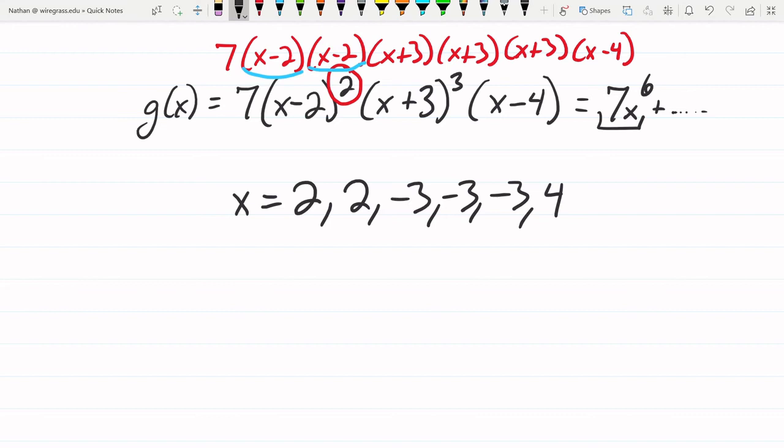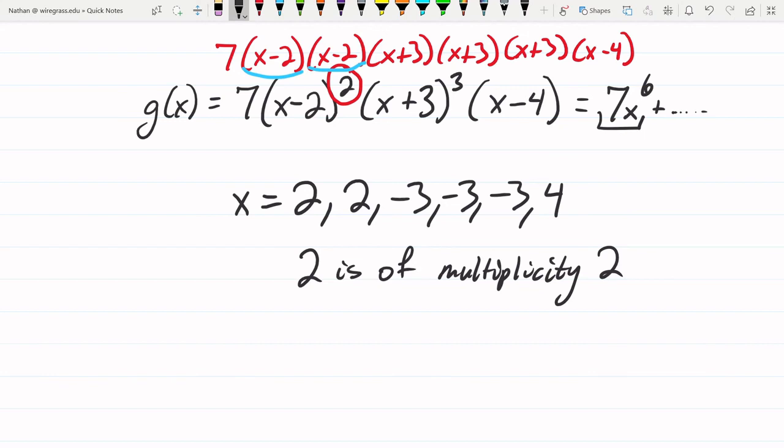But we can designate what this is called by saying 2 is of multiplicity 2. 2 is twice. Negative 3 is of multiplicity 3. There's 3 negative 3's as a zero for this thing. And of course 4 is just of multiplicity 1, which is just 4. There's no reason to say multiplicity.